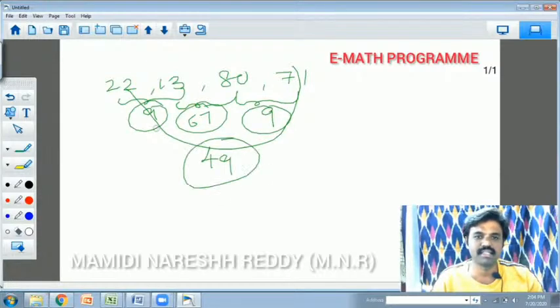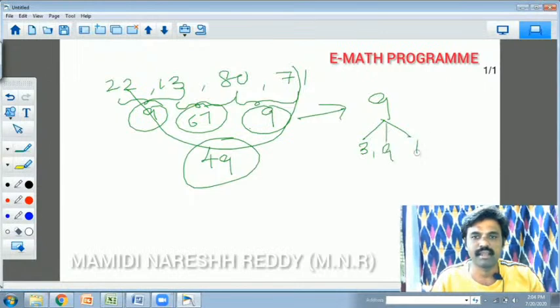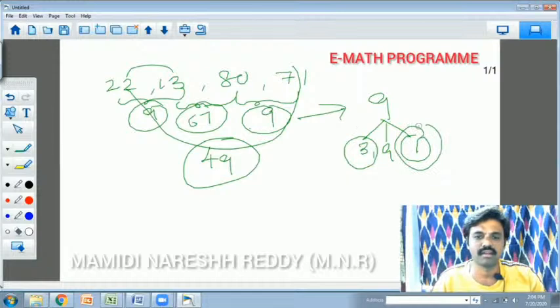As I said, the least number is 9. So let us take the factors of this one: 3, 9, and 1. So the least one is 3, and 1 also is there. Let us see 3 and 9, but neither 3 nor 9 is a factor of all these 4 numbers. That's why the final answer is 1. So 1 is the GCD of these 4 numbers.